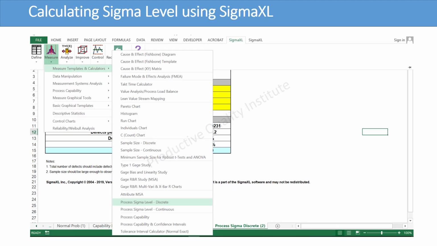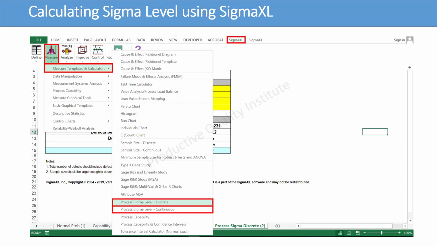To access the process sigma level of the discrete data calculator, click SigmaXL, then Measure Templates and Calculators, then click Process Sigma Level, Discrete. Or, click SigmaXL, then Measure Templates and Calculators, then click Process Sigma Level, Continuous, to access the Process Sigma Level, Continuous calculator.